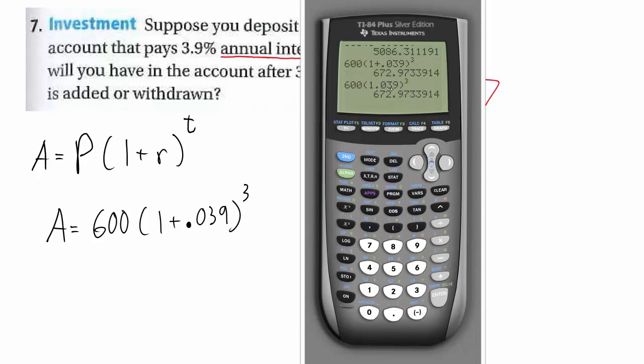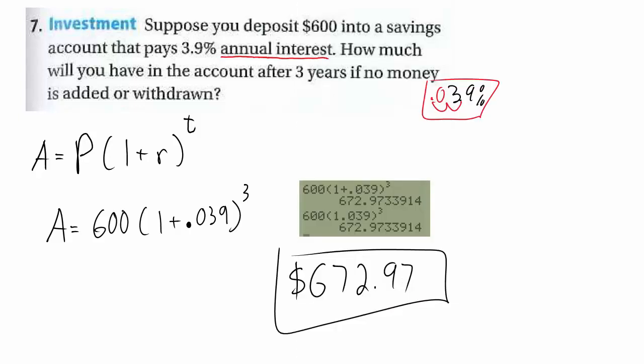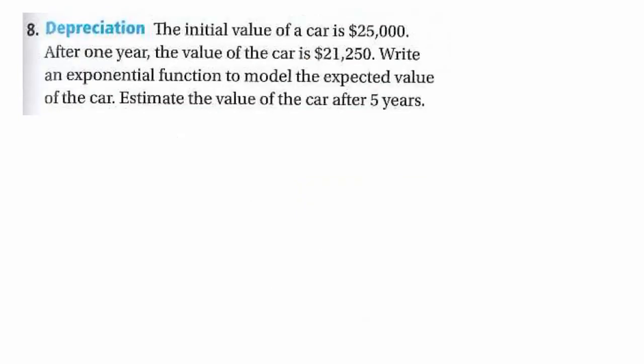And what makes sense to round? They didn't say what to round to. Well, it's money. So you could round to the nearest dollar, but we usually have money in terms of dollars and cents. So even though they didn't say round to the nearest hundredth, you should automatically understand that. But it'll be $672.97. For number 8, instead of exponential growth, this is exponential decay, but the value is still the same.